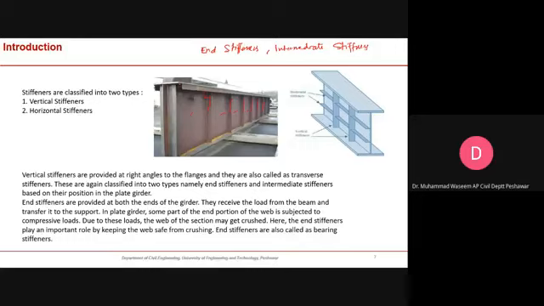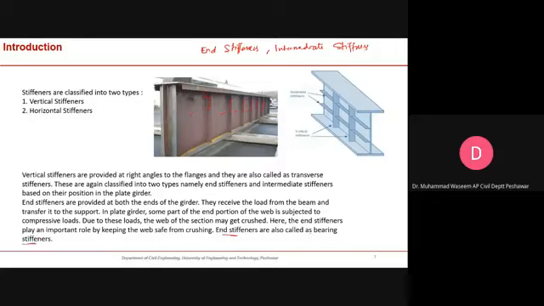And these stiffeners, vertical end stiffeners, are also called the bearing stiffeners. In a plate girder, some part of the end portion of the web is subjected to these loads, and the web of the section may be crushed. The web also receives some compression. If the stiffeners are provided, they can safeguard or enhance the capacity of the webs. So please remember that end stiffeners are also called the bearing stiffeners.